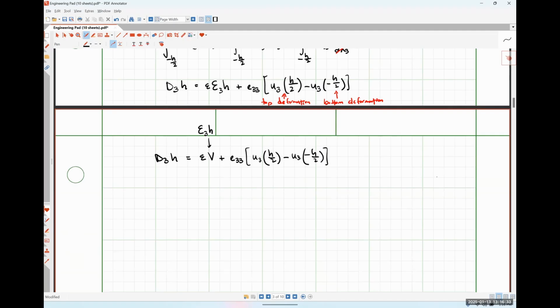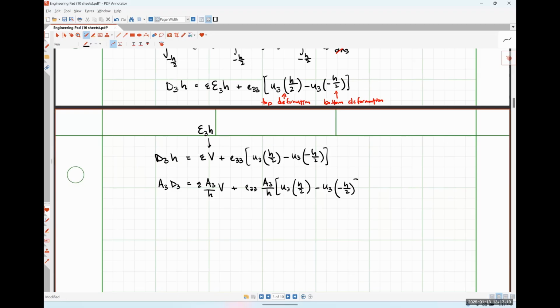Okay. So that would give me A3 D3 is equal to epsilon A3 over H times voltage, plus the piezoelectric coefficient times A3 over H times U3 of H over 2 minus U3 of negative H over 2.